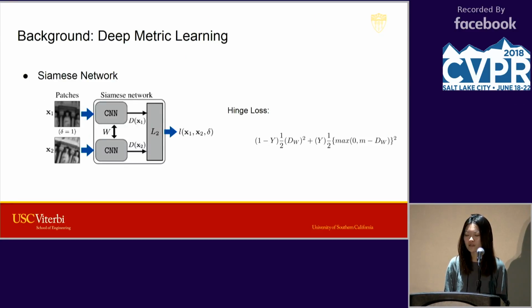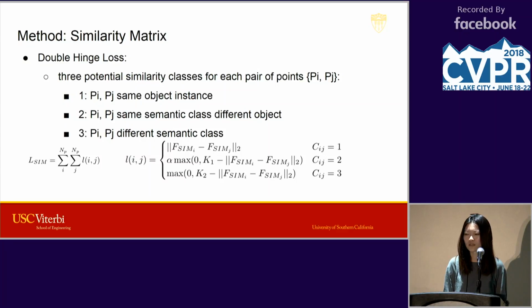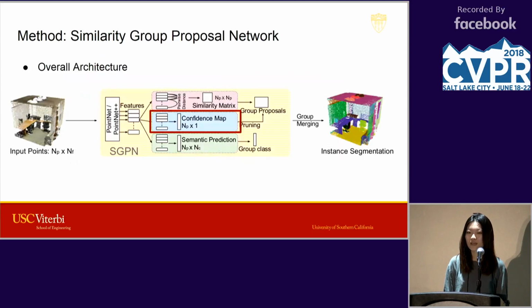And the thing is how we train this network. We have deep metric learning and CMS network. If 2 patches are similar, we want them to be closer in feature space. So we adopt a similar concept in our training, and we propose this double hinge loss. For point I and point J, if they are in the same object instance, we want them to be similar in the feature space.